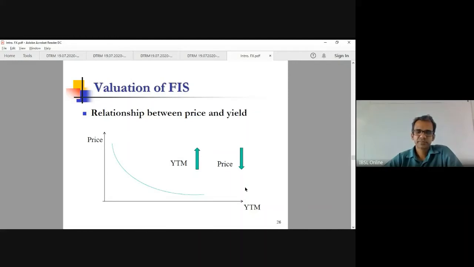Another thing, we are going to learn another concept called the yield curve. Remember, this is not the yield curve. This is the price-yield relationship. This is not the yield curve. Remember that.